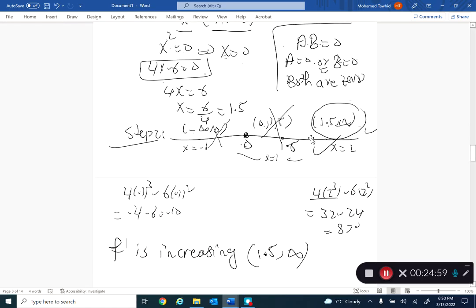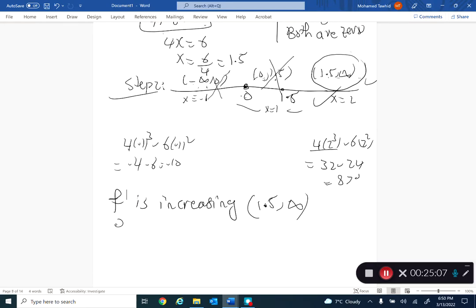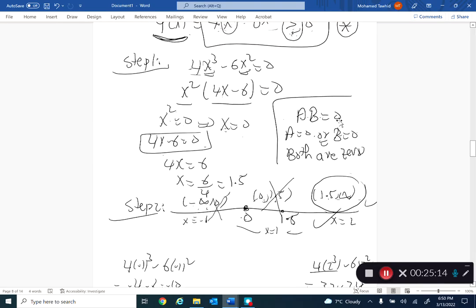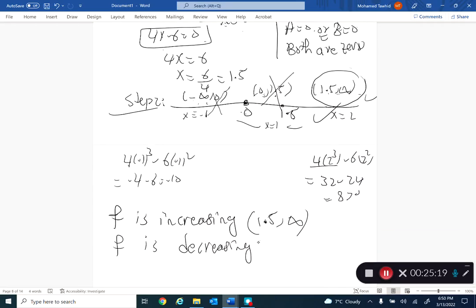And for the other two, your inequality is negative, your derivative is negative. Then what can you guess? That is where f is decreasing. Where is f decreasing? Over these subintervals: minus infinity to 0, or 0 to 1.5. That is where f is decreasing, because your inequality is negative.